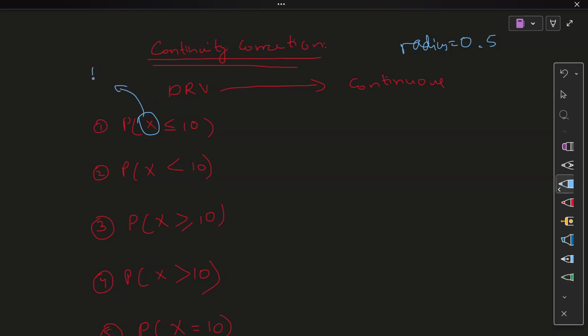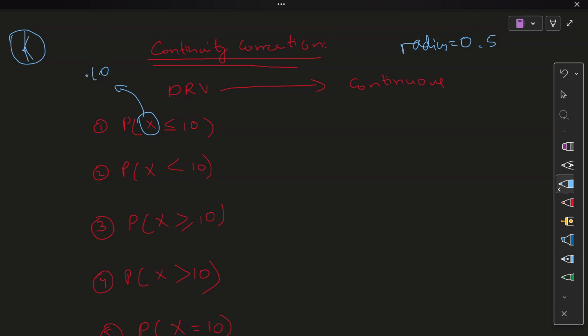It's going to be 10, because less than equal to 10, right? So the first value is going to be 10 itself. Now you're going to use the radius of 0.5. Now what does the radius do? Radius in a circle is what? Distance is same from the center to the circumference, right?